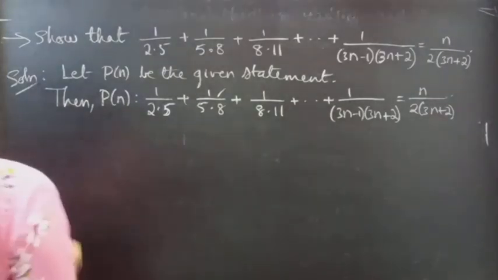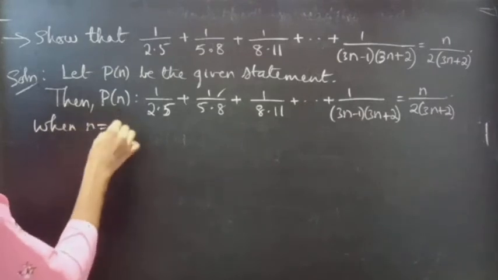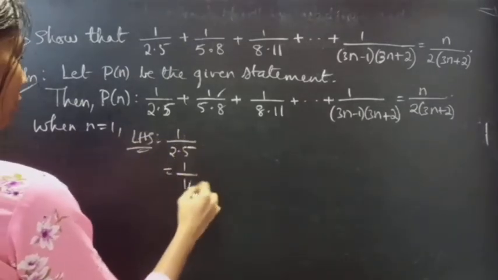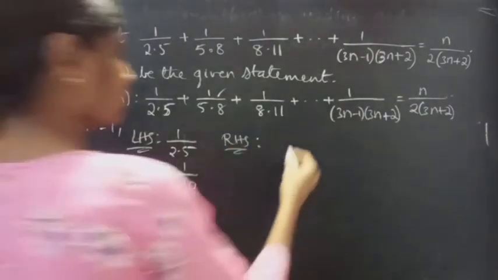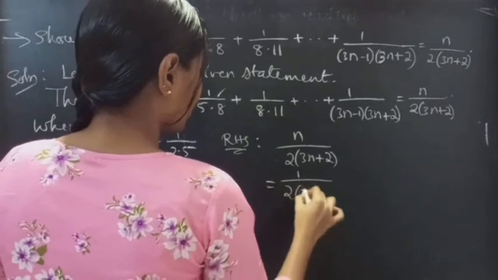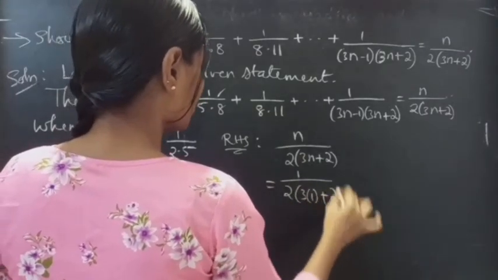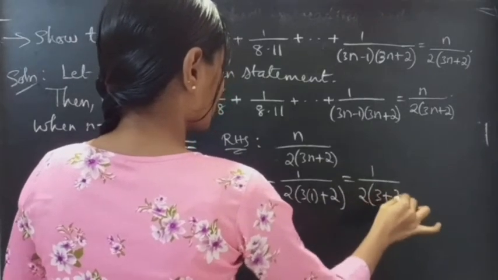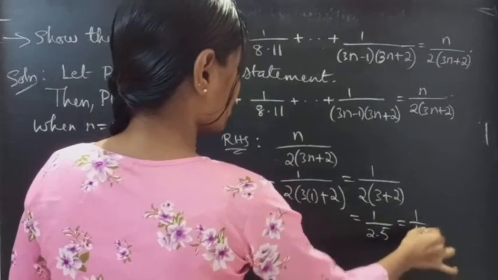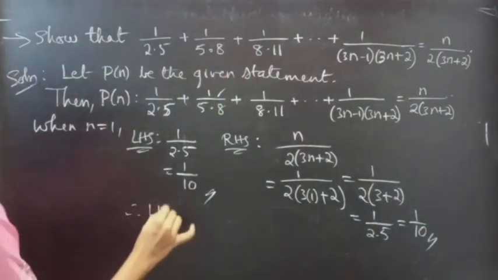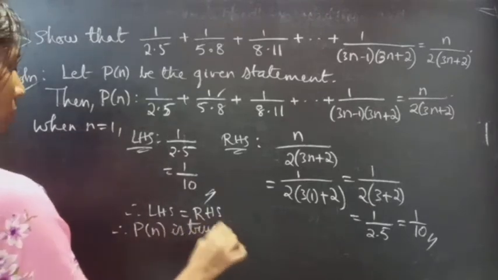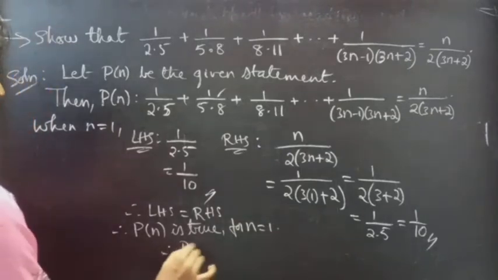Firstly, we'll show that P(1) is true. When n equals 1, we'll take only the first term from LHS: 1/(2×5) = 1/10. Now coming to RHS, put n equals 1 in n/(2(3n+2)). You'll get 1/(2(3×1+2)) = 1/(2×5) = 1/10. So here LHS equals RHS. From this we can say that P(n) is true for n equals 1. Therefore, P(1) is true.